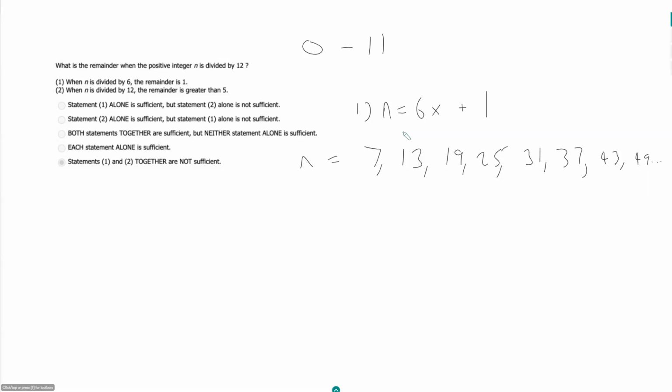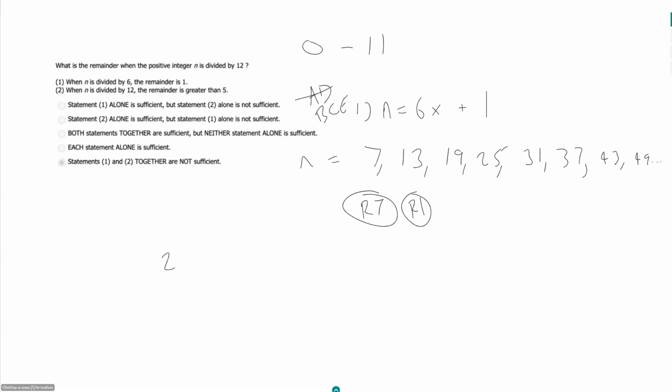Now we're going to start calculating some remainders for when I divide by 12. So 7 divided by 12, what will the remainder be? That will actually be 0, remainder 7. What is the remainder when 13 is divided by 12? That would be 1, remainder 1. So here I am actually done, because I have 2 different possible remainders. So this will be insufficient.